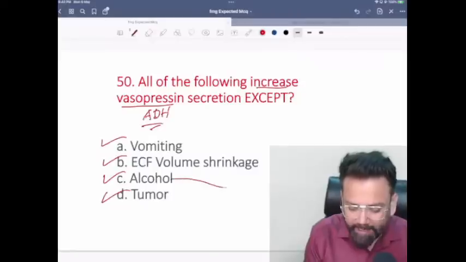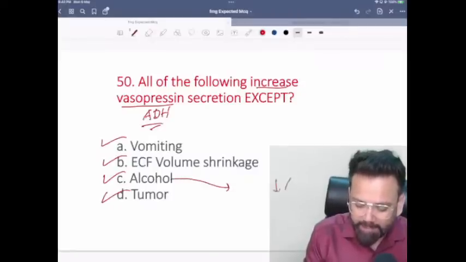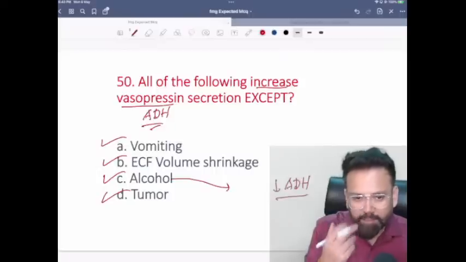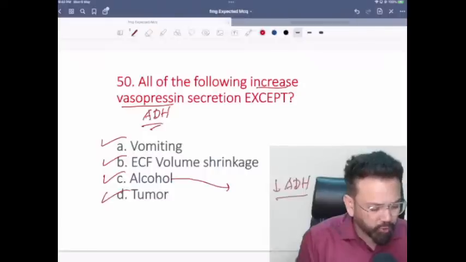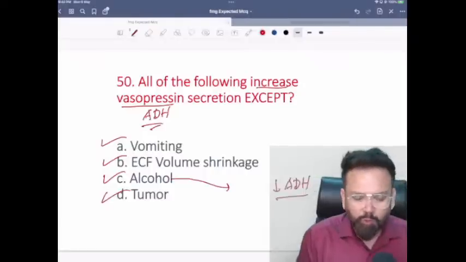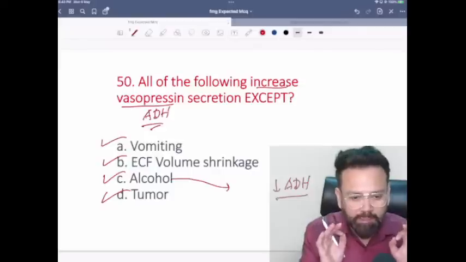Alcohol, yes. Alcohol is decreasing ADH. That is why if someone takes some alcohol, he has polyuria. After having alcohol, you feel like going to the washroom because ADH becomes less, so you cannot absorb more water.